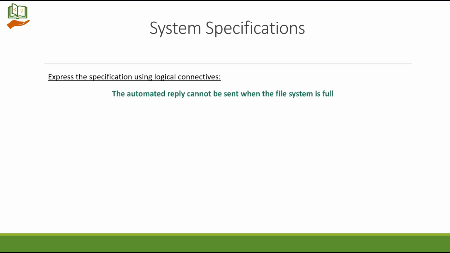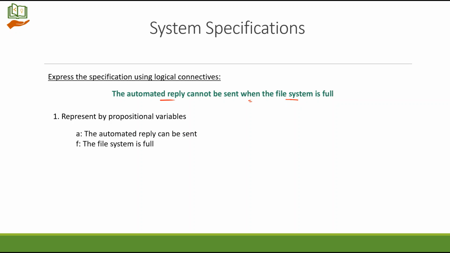We will get into system specification. Now we will express this particular specification using logical connectors. The automated reply cannot be sent when the file system is full. You have two kinds of proposition here. The automated reply has to be sent. The file system is full. Here you have when. What does this when say? It's a conditional statement. We have to represent the sentence using propositional variables.